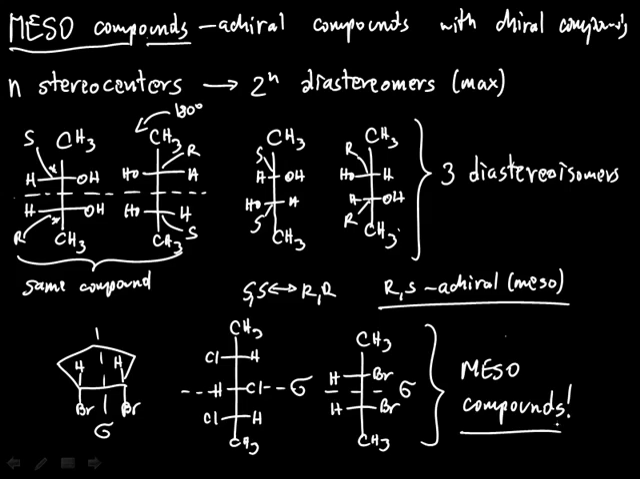So to reiterate this once again, mesocompounds are examples of compounds which have typically multiple chiral centers, but in such an arrangement that the molecule overall has a plane of symmetry and is thus achiral.